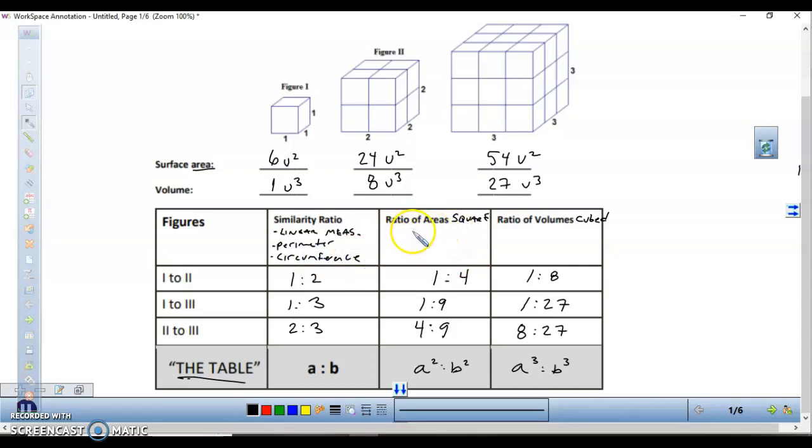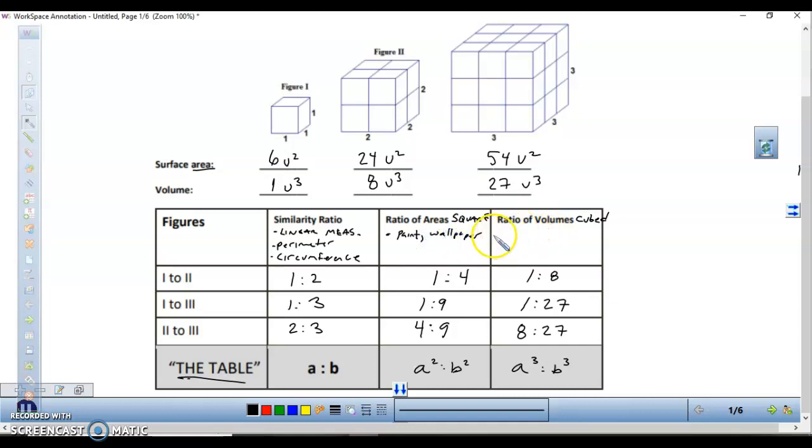Ratio of areas would be anything that has to do with area. Maybe you want to talk about how many gallons of paint, for instance. Well, you use a certain number of gallons of paint depending on the size of the area that you're painting. So maybe paint or wallpaper or something like those problems that we did in the area chapter.